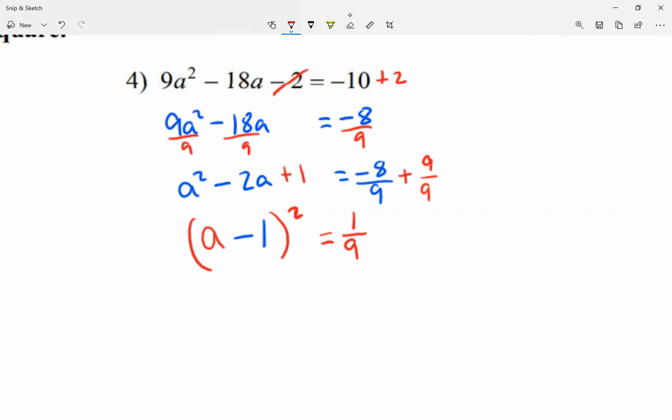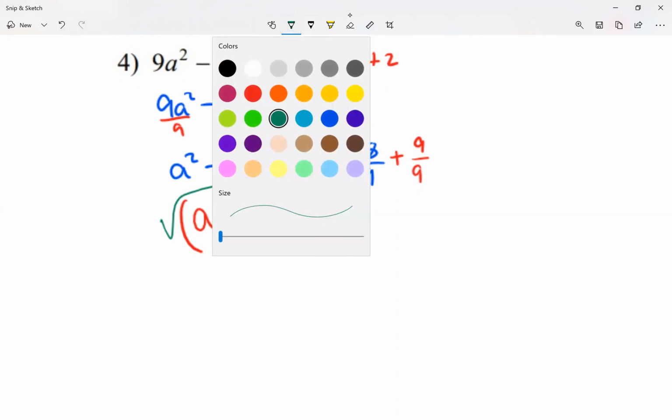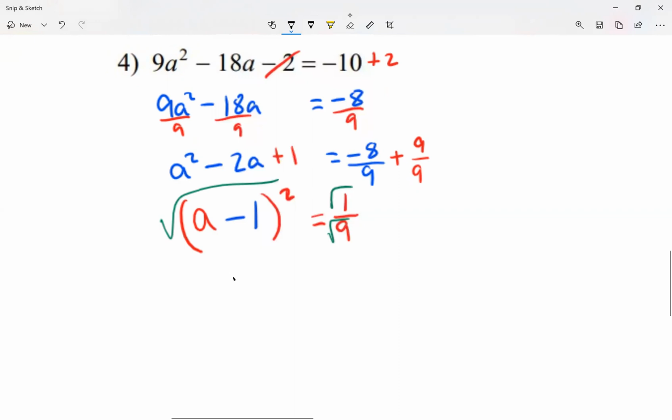And the way I'm going to undo the exponent, I'm going to do square roots. So I'm going to do, let me use green, the square root here, the square root here, and the square root here. I'm going to square root everything. So on the left side, I get a minus 1 equals, I know when I do the square root of numbers, right? The square root of 1, the square root of 9, I have to consider positive or negative answers.